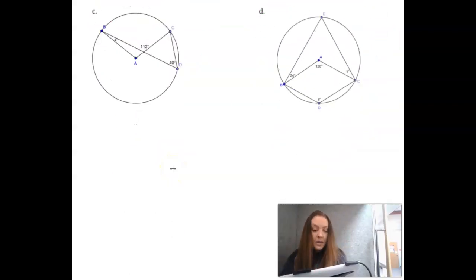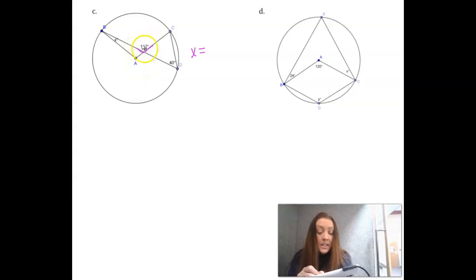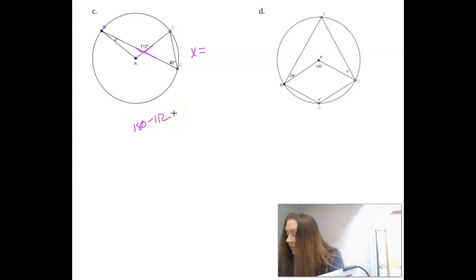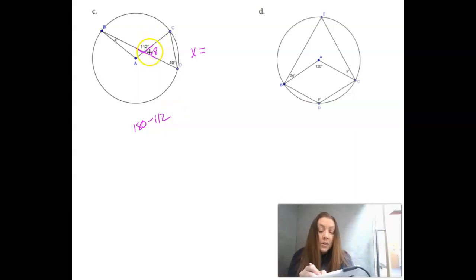All right, let's look at C. So on C, it looks like I'm only finding X. All right. We've got a central angle. I've got 112 right here. Same idea. Well, it just makes a line together. I've got 180 minus 112, 68. These are vertical angles, so if that's 68, this angle right here is 68.